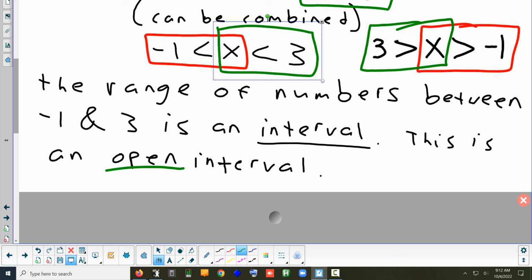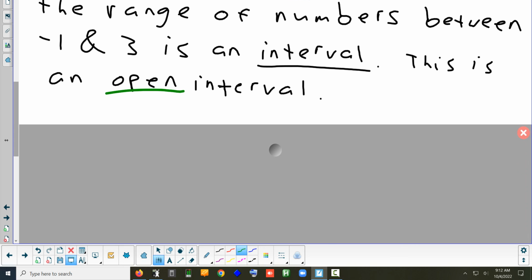There's also something called bounded and unbounded. This type of interval is called bounded. So we wanted to be really specific about it. This is called a bounded open interval. And I'm going to show you what those words mean right now.